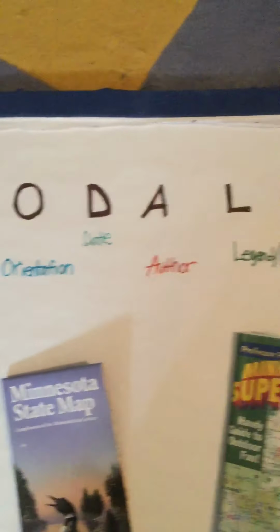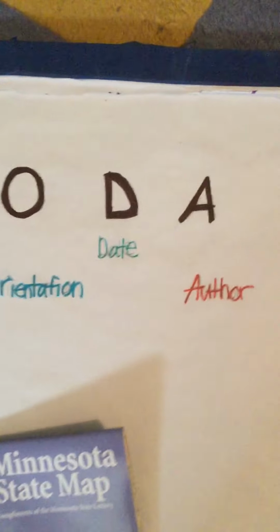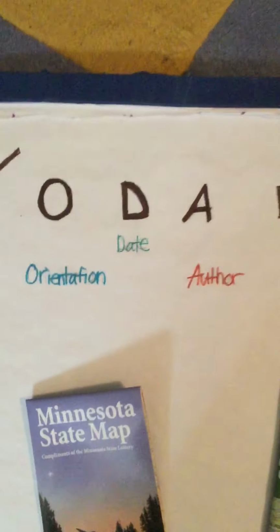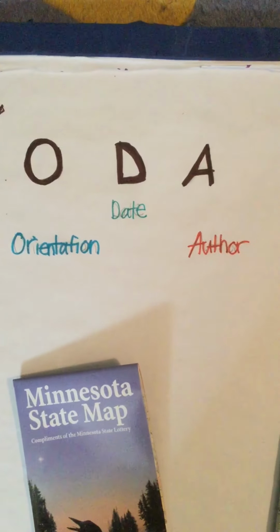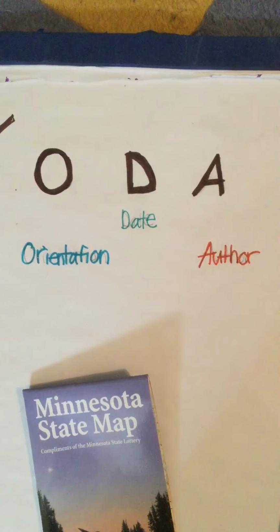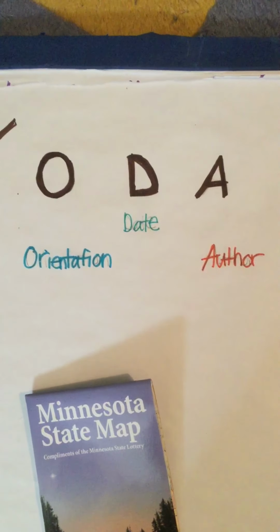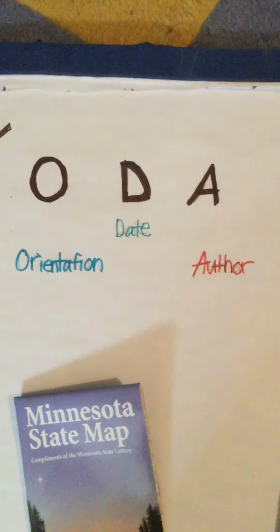T means the title of the map. What kind of a map is it? O is the orientation of the map, which you're going to learn about something called a compass rose. D is the date, which is important because the map might be older than you need and it might not have things that are the same. It needs to be current. And if not, maybe you're looking at historical maps, so you would want your map to be older.